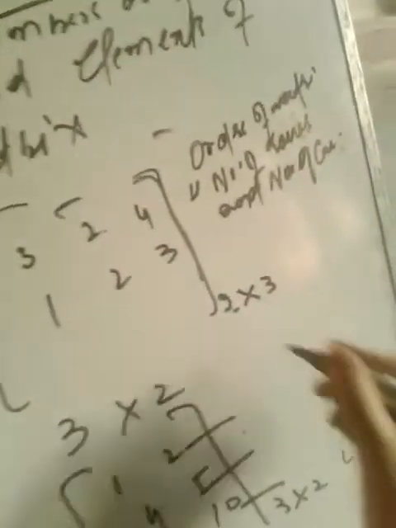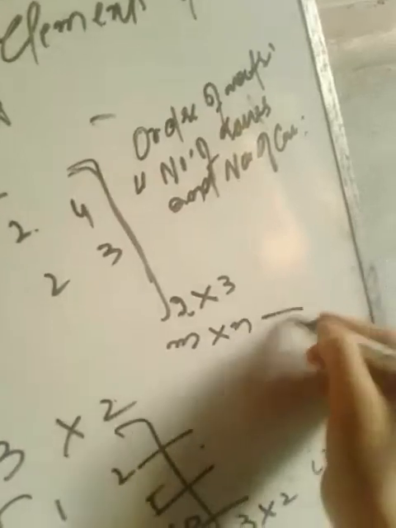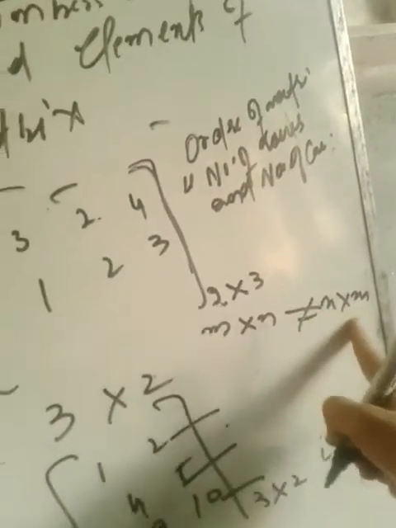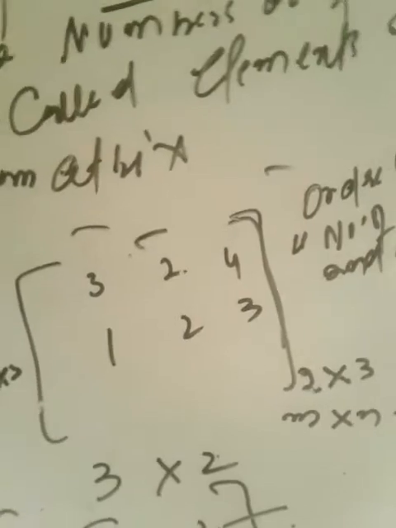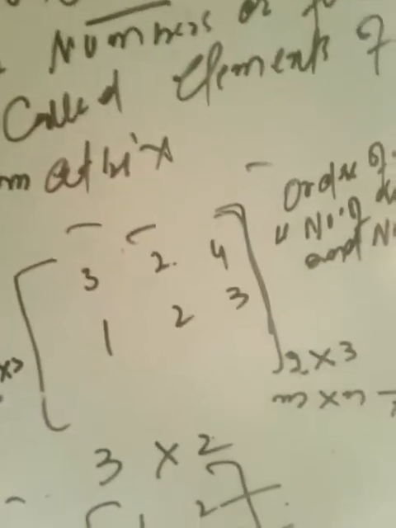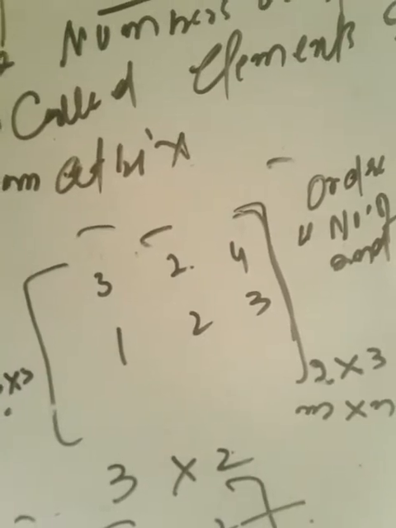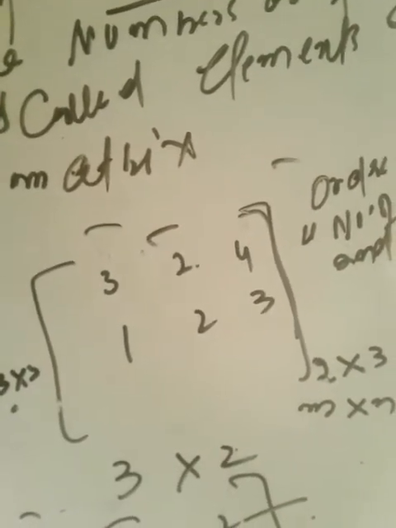And remember, if we have m rows and n columns, m by n is not equal to n by m. What does it mean? It means n rows and m columns. And one thing you have to remember, while giving the order to any matrix, you have to count the rows first to give any matrix an order.